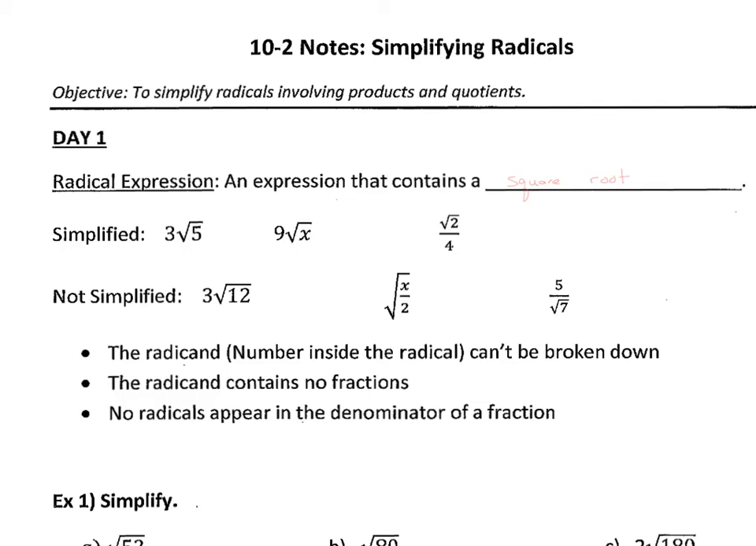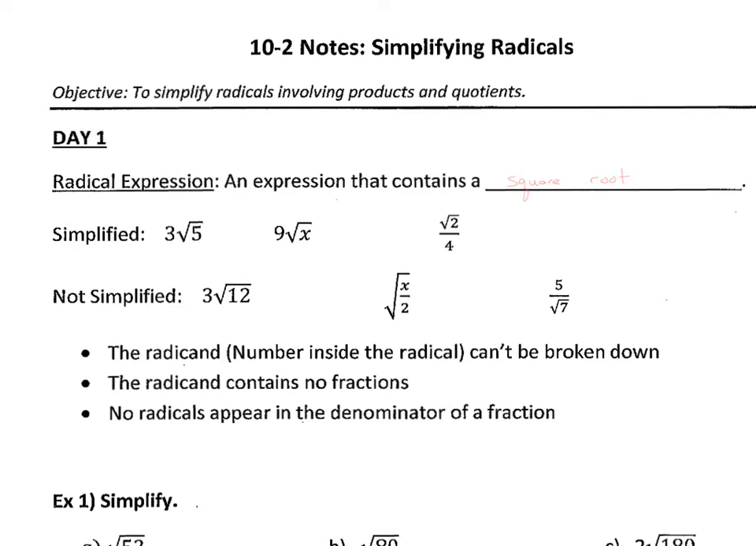Okay, we're going to be working in lesson 10.2. We're going to be working on simplifying radicals. Now, we started this back in chapter 9, but we're actually going to take a little bit more in-depth look at it. So a radical expression, okay, radical just means that there's a square root involved. Expression, something without an equal sign.